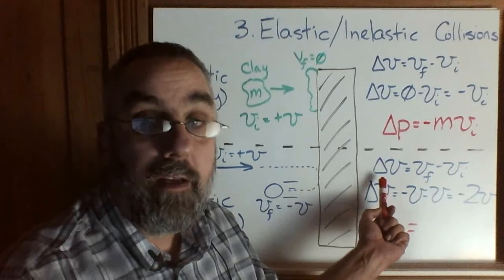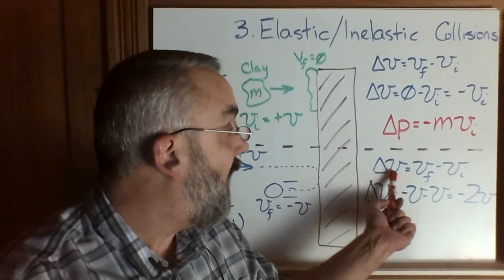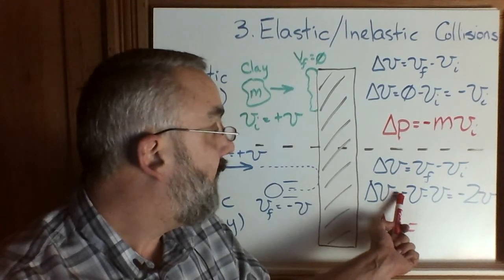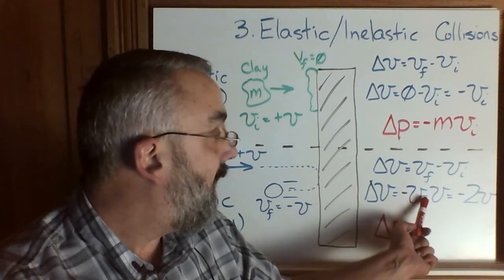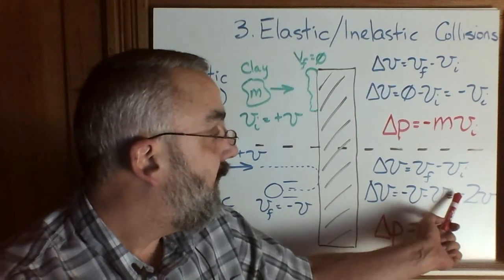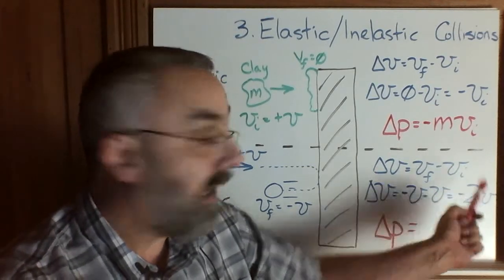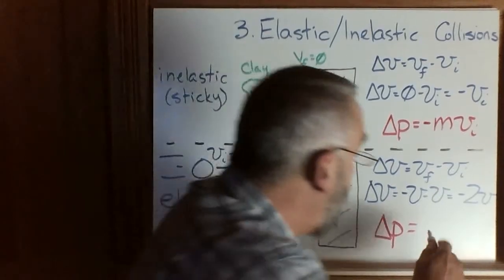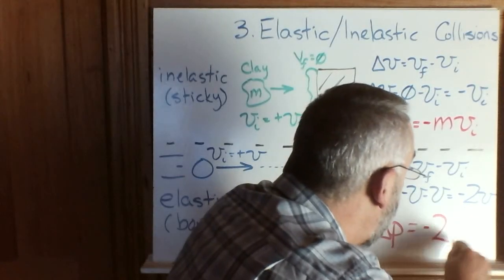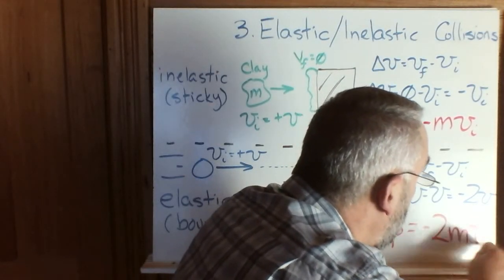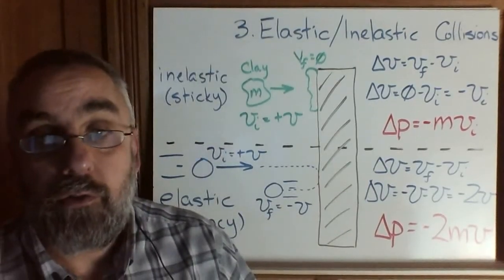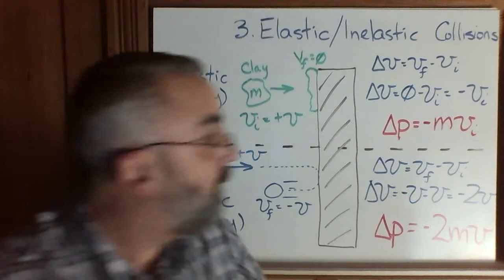When we go over here and we calculate the momentum, the change in velocity is going to be v final minus v initial, but our v final was negative v, minus the v initial over here, is minus 2 times the velocity. So when we calculate the momentum, we can bring the negative sign down there, and it's 2 m delta v, or twice the amount of momentum.